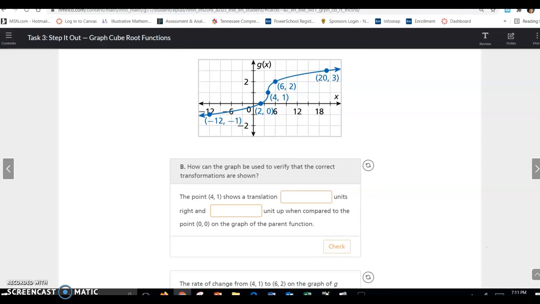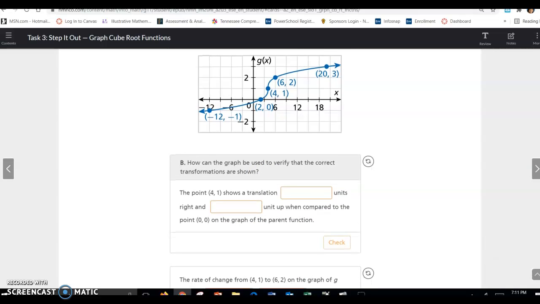How can the graph be used to verify that the correct transformations are shown? All right, so the point (4, 1) shows a translation 4 units right and 1 unit up when compared to the point (0, 0).